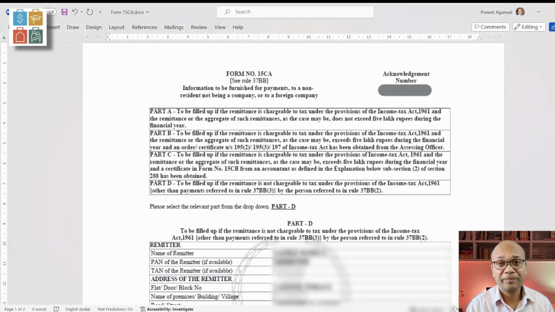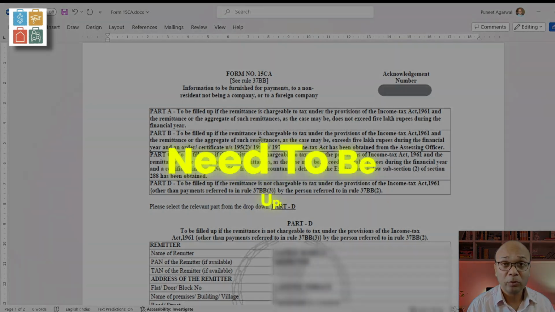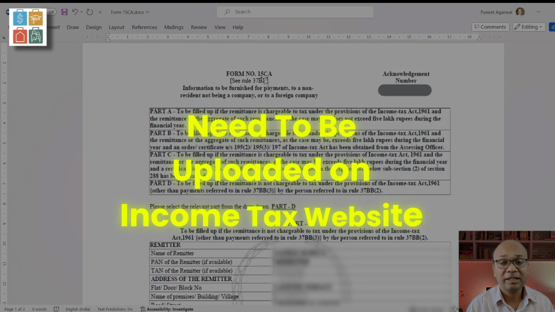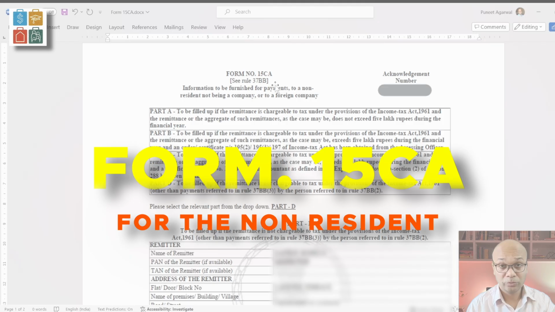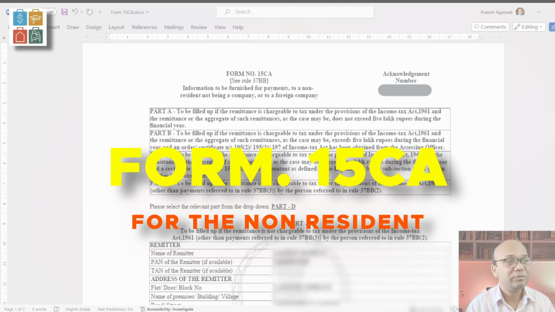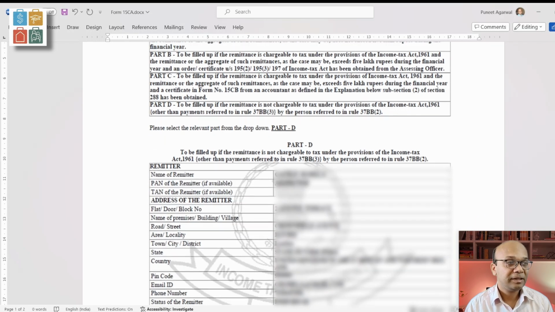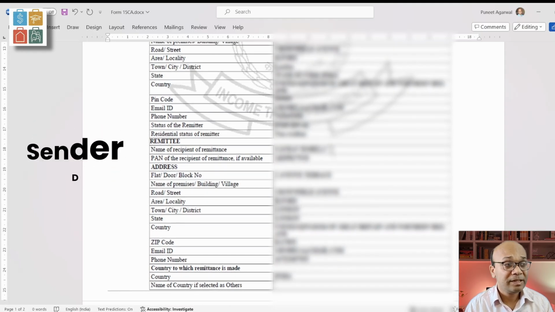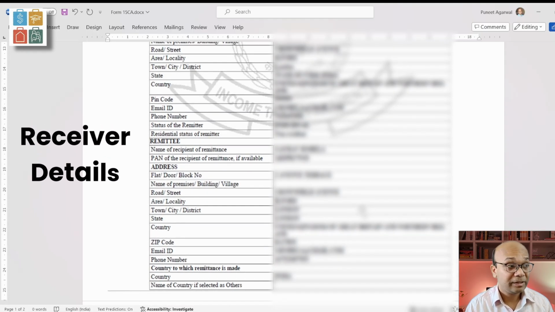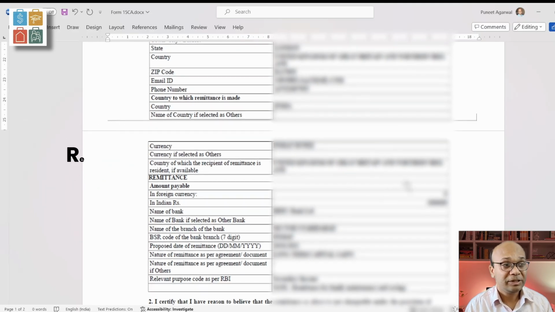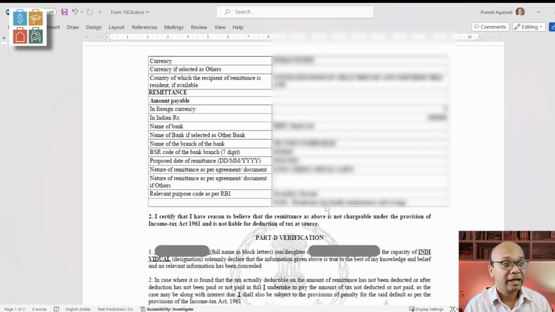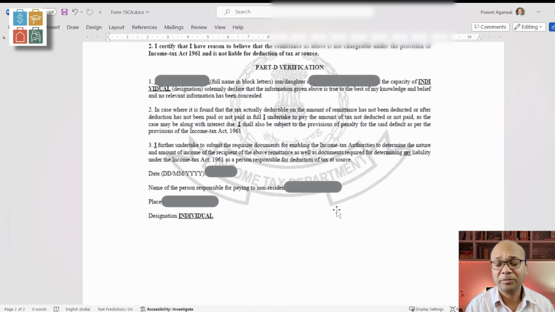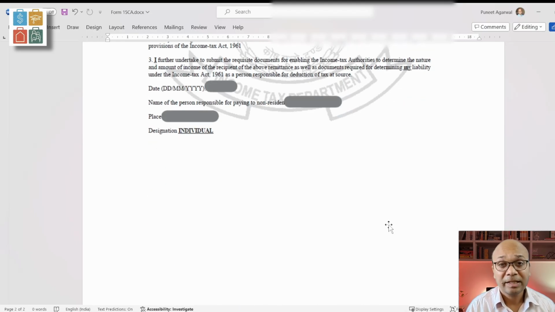Once 15CB is received, this certificate is then required to be uploaded on the income tax website, and another declaration, which is form 15CA, the non-resident has to do. It's basically a declaration from your end: my details in terms of who the non-resident is, where he lives, the details of the person who's receiving the funds, right? Those details come in, which bank and country it is going to, how much amount we're talking about. And finally, a digital signature of that particular person comes into play, stating the amount Form 15CA is being used for.